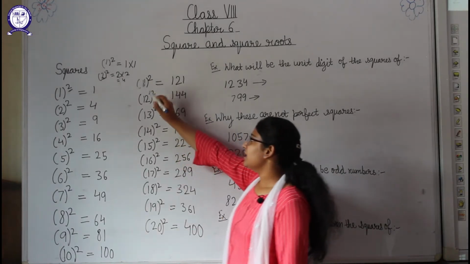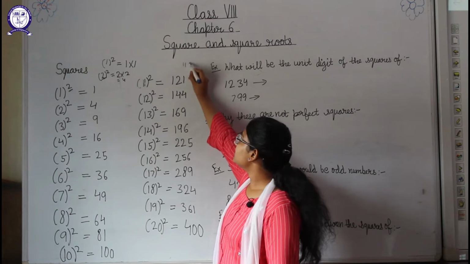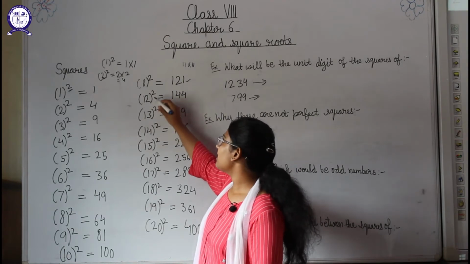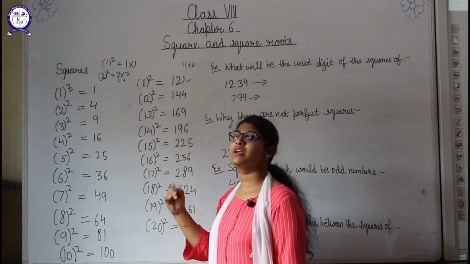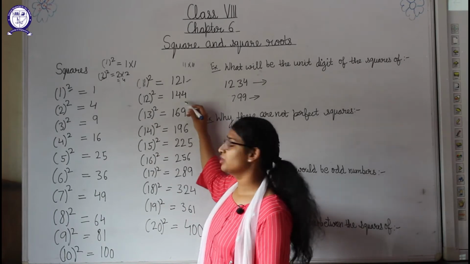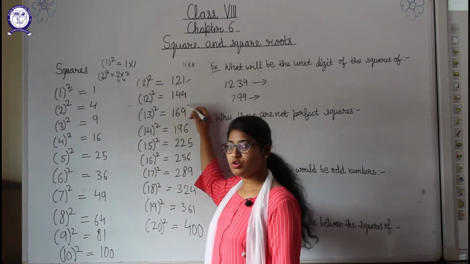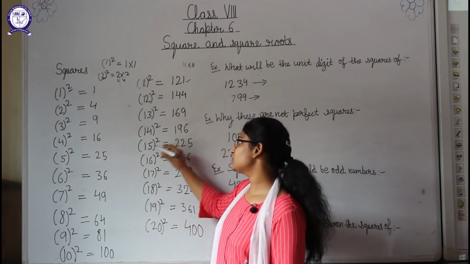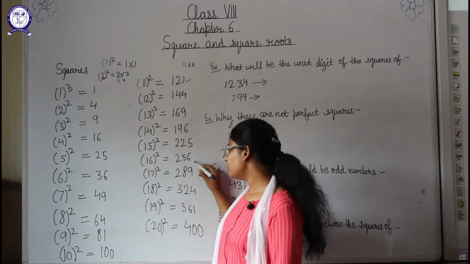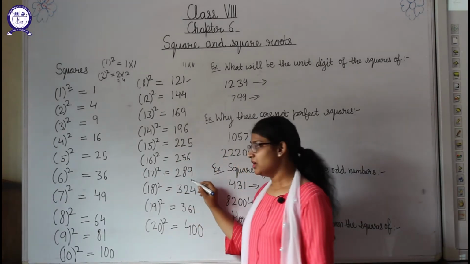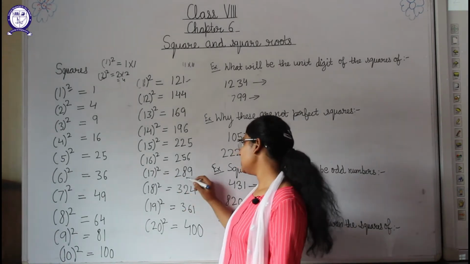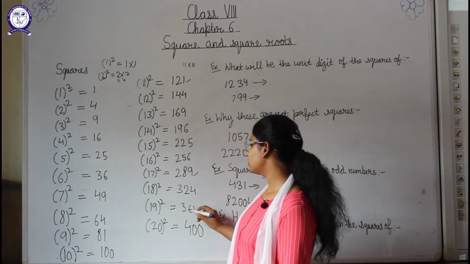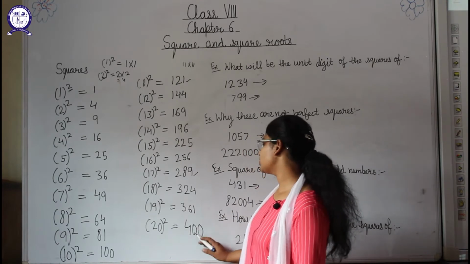Okay, now here 11 square means 11 into 11, and 11 into 11 will be 121. Same, 12 square will be 144. When you multiply 12 with 12, you will get 144. It means the square of 12 is 144. Similarly, 13 square is 169, 14 square 196, 15 square 225, 16 square 256, 17 square 289. 17 square means 17 multiplied by 17, you will get this answer. Similarly, 18 square means 324, 19 square means 361, and 20 square is equal to 400.